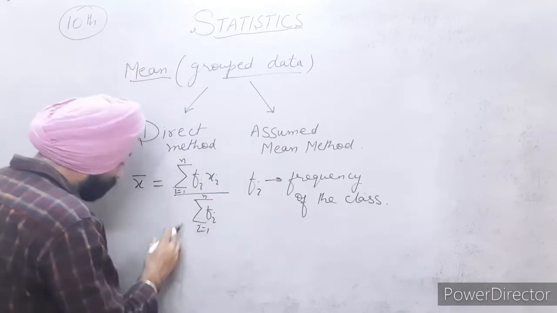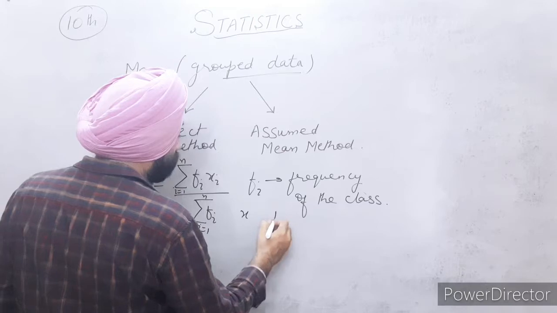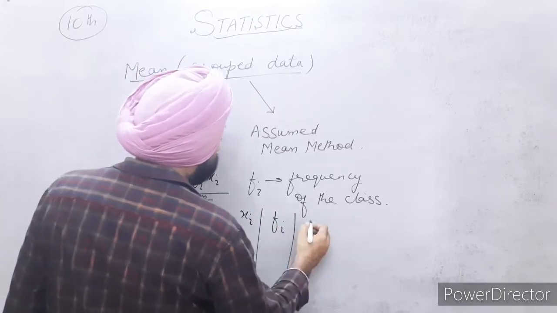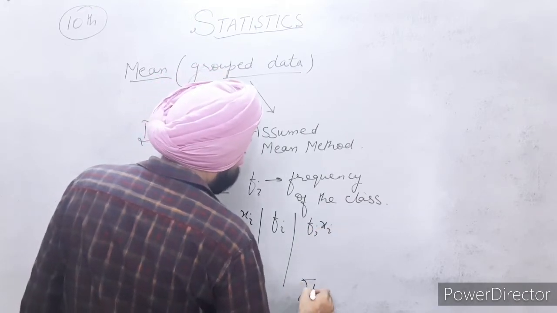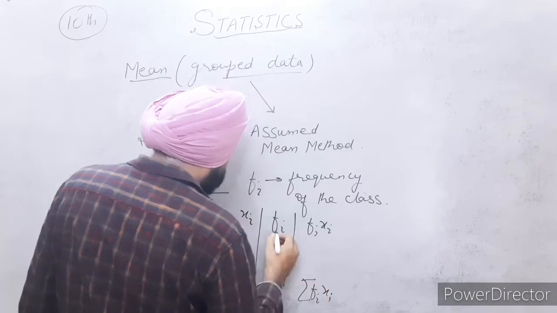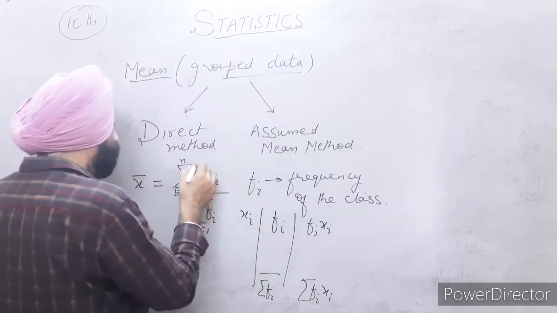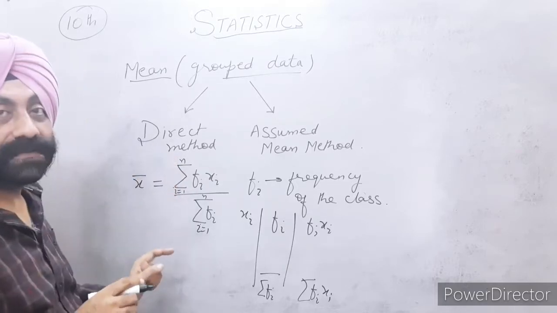If the observations are given directly and the frequency is given, so xi is directly given and fi is given, we can just find fi xi, sum up the fi xi, and divide by the summation of fi. We will use this formula then to find the mean. This is called the direct method, right?